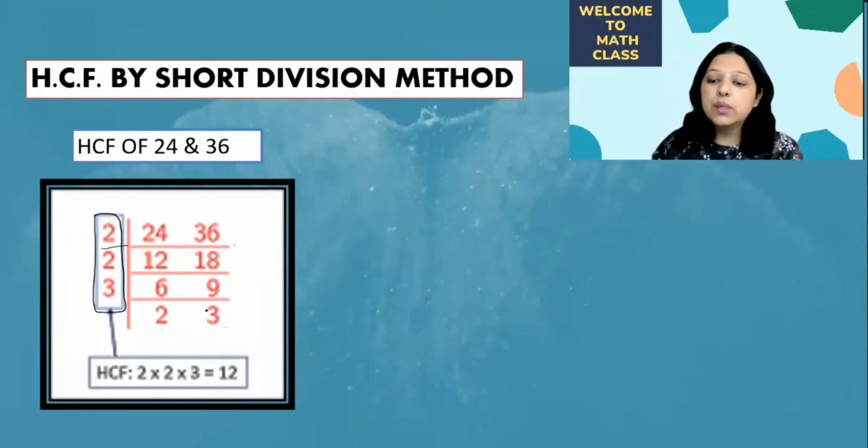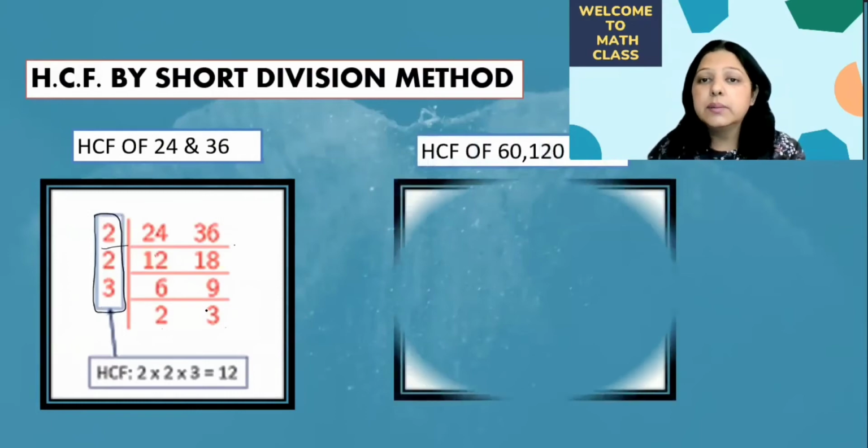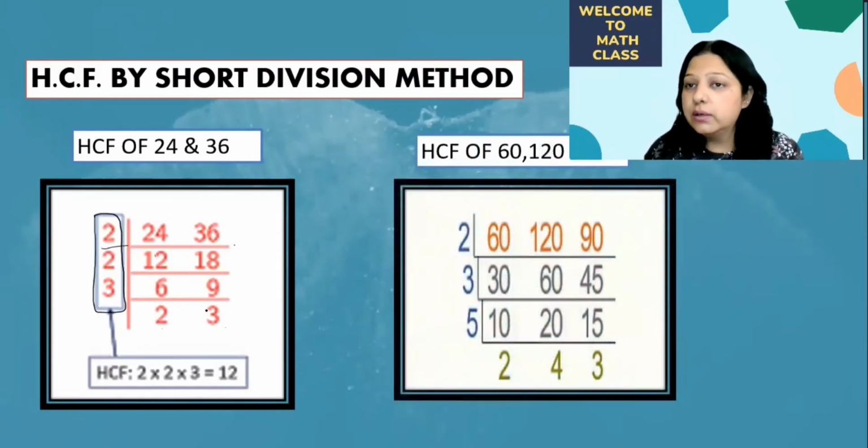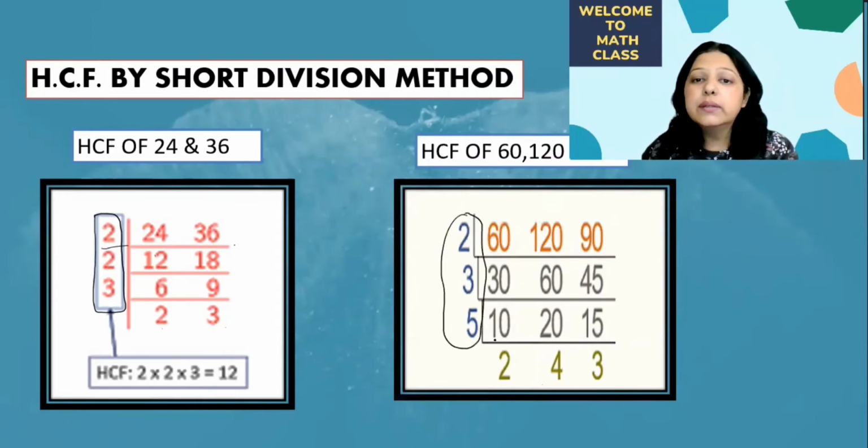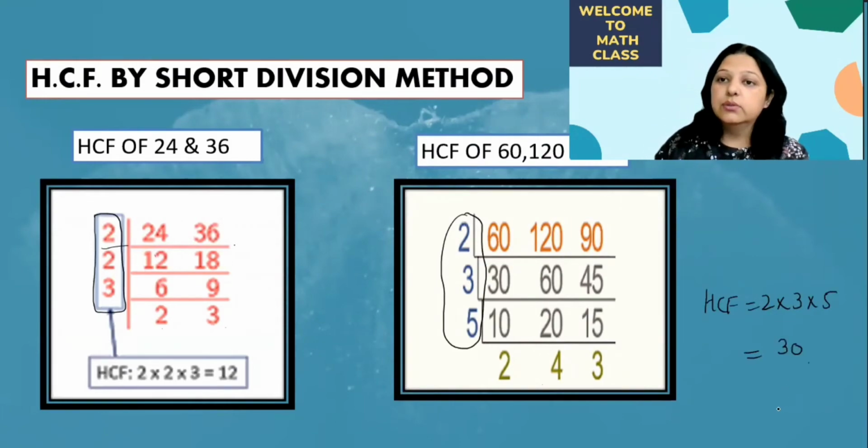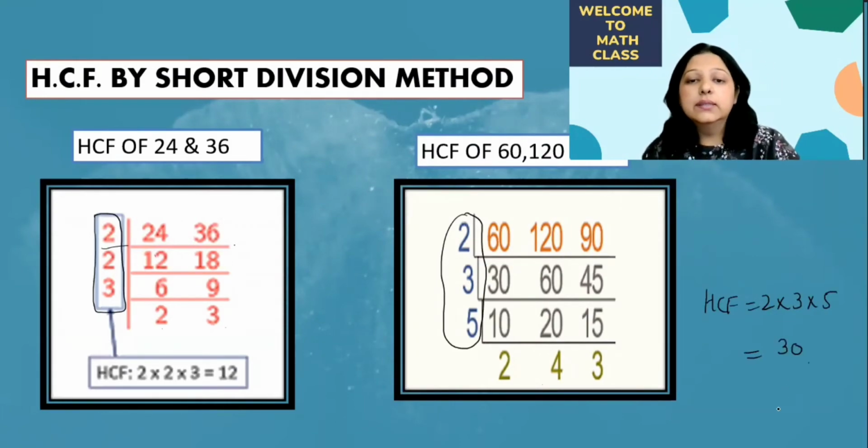Now let us see how to apply this type of division in three numbers. Like here 60, 120 and 90. Same process. You keep on dividing, and when you see that there is no common factor, you stop there only. No need to divide further for HCF, and just multiply these terms to get the HCF. So HCF in this case will be 2 into 3 into 5, that is 30. So 30 will be the HCF of this number.